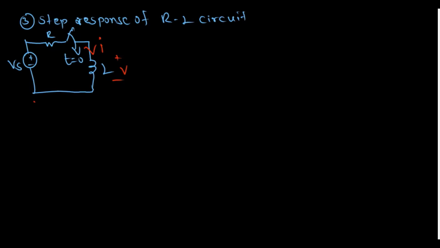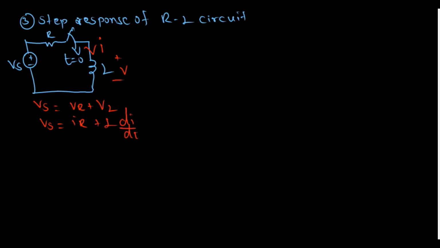What we have to do is apply mesh analysis again. That means Vs is equal to Vr plus Vl. So Vs is equal to Vr, meaning I into R, plus Vl, meaning L into di over dt.